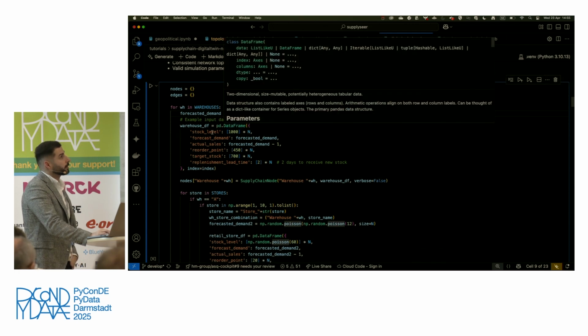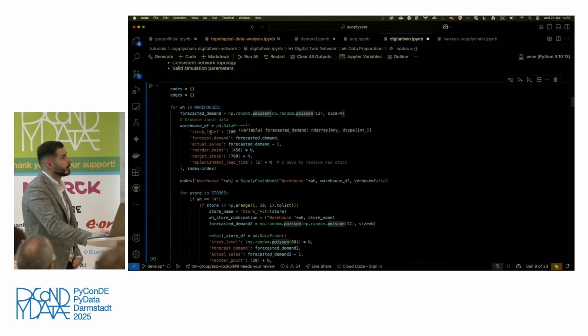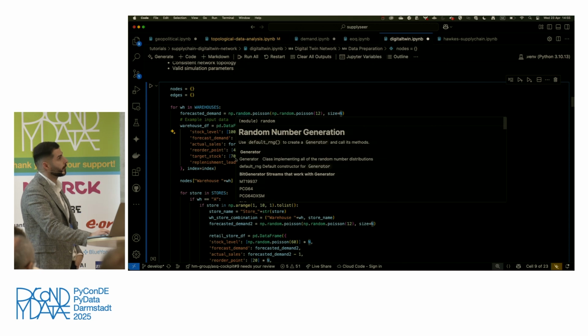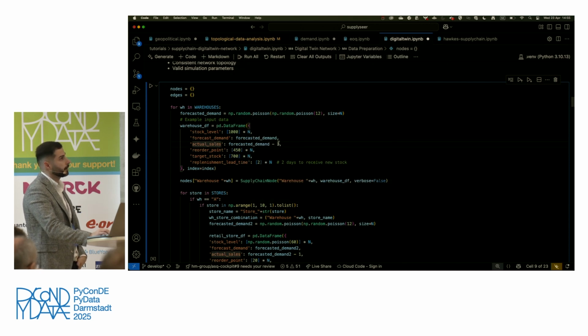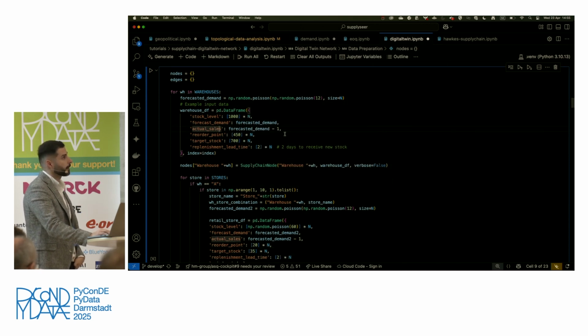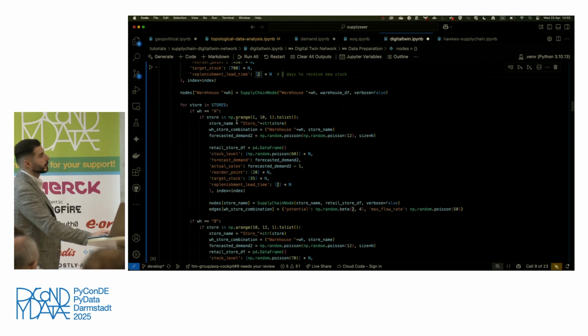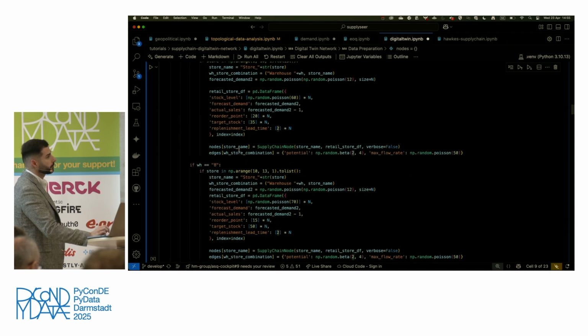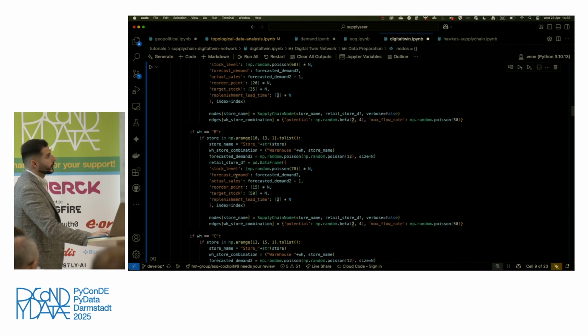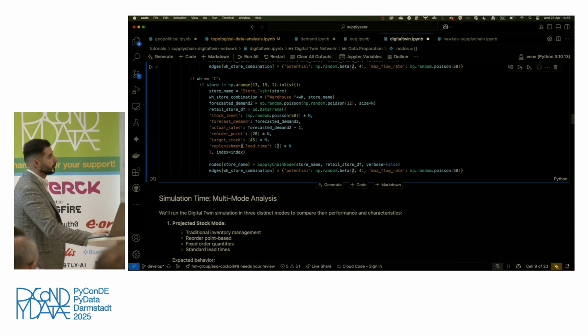The input data for the warehouse, we're just going to assume stock level 1000 multiplied by n. Forecasted demand will be the forecasted demand of this one. Actual sales, very simple, forecasted demand minus 1. We're going to have a reorder point, and we're going to have a target stock. And we're going to assume it takes 2 days to receive new stock, so lead time, 2 days. We're going to do similar stuff for the stores. Now we don't have warehouse C, only A and B. So let's execute this.